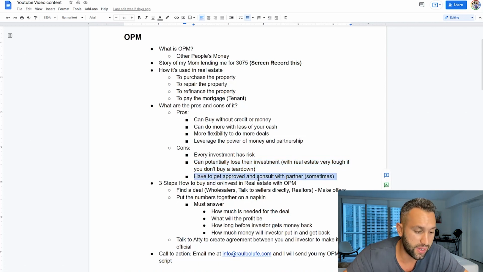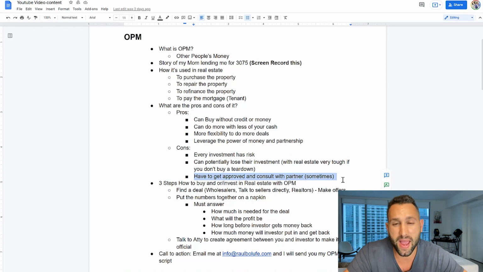And typically a con is you have to get it approved and consult with a partner. So if you're using a bank, a private money lender, a hard money lending company, or even a regular person, a lot of times they have to approve the deal, answer by email, by text, by phone call, tell their bank, send the wire, and all that can take a little bit of time and you can't really control it. So it's kind of a con that you don't control it 100%. But I think you could see that the pros outweigh the cons greatly.